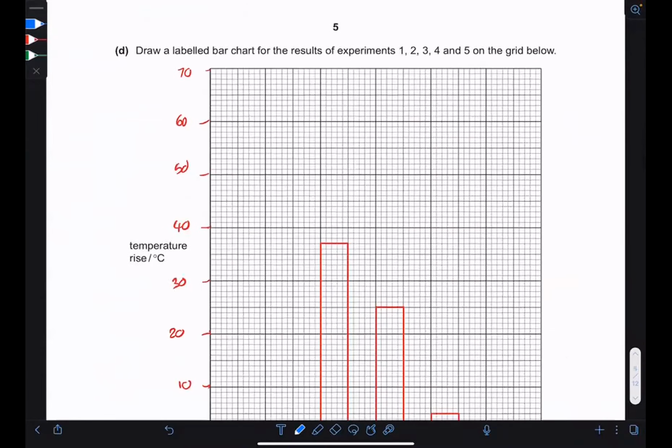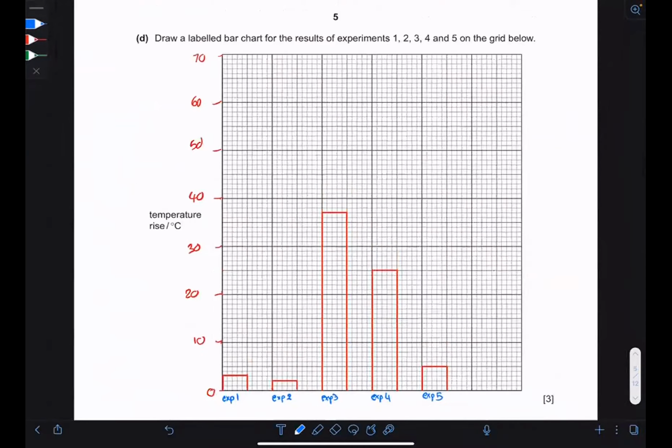Finally, he asked for a bar chart. For the bar chart you should choose a scale that makes the highest bar pass through half of the y-axis. So this passed half the y-axis, so the scale is acceptable. 10, 20, 30, 40, 50, 60, 70. If you chose a correct scale, you take a mark.